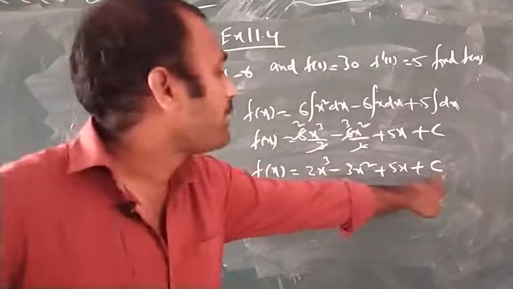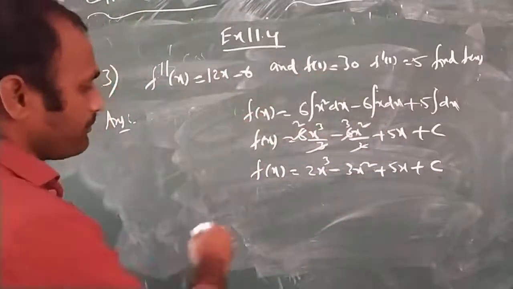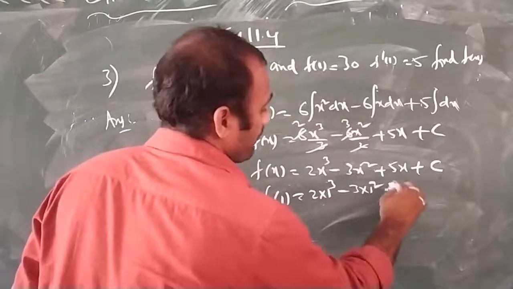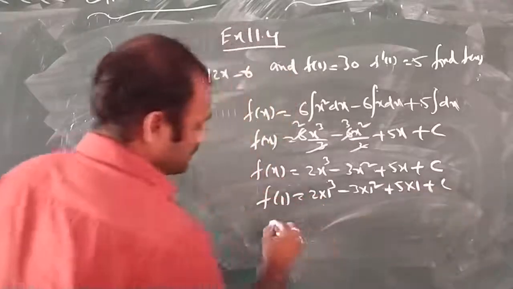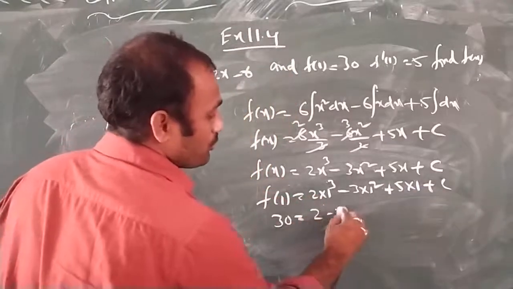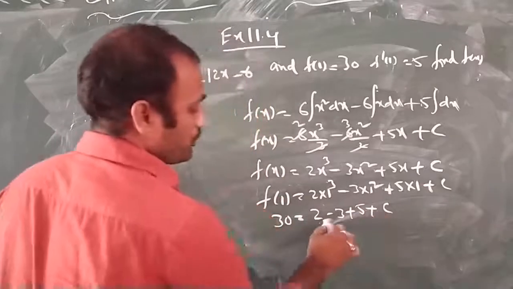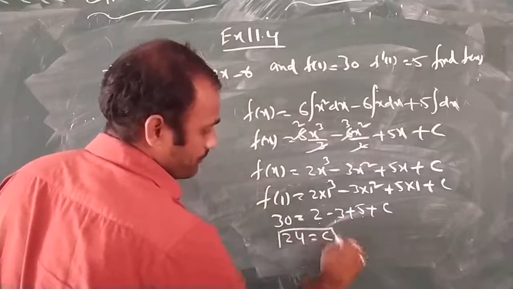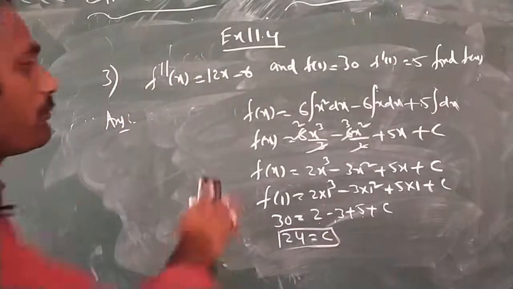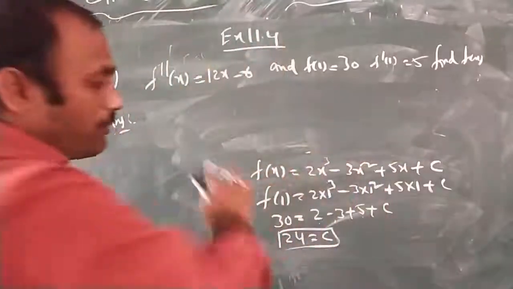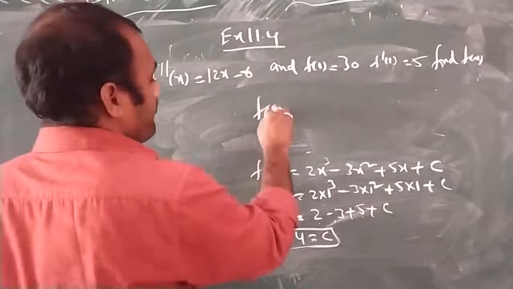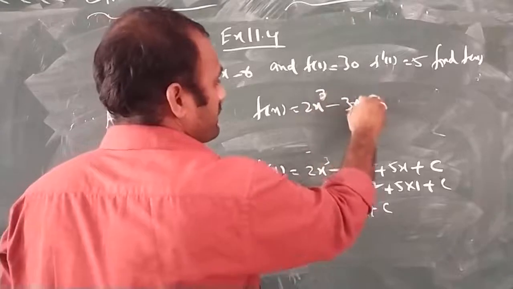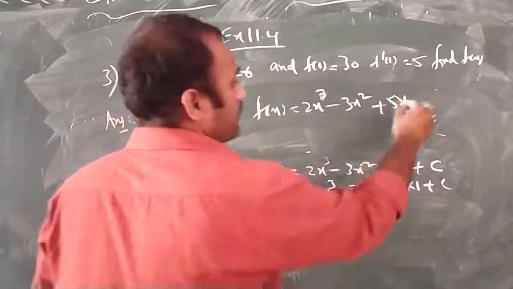To get this constant value, he has given one hint that f of 1 is 30. So put f of 1: 2 into 1 cube minus 3 into 1 square plus 5 into 1 plus c, and f of 1 is 30. So 2 minus 3 plus 5 plus c. 2 plus 5 is 7, minus 3 is 4. So 24 is equal to c. If I put c value as 24 in the given function, f of x will be 2x cube minus 3x square plus 5x plus 24.